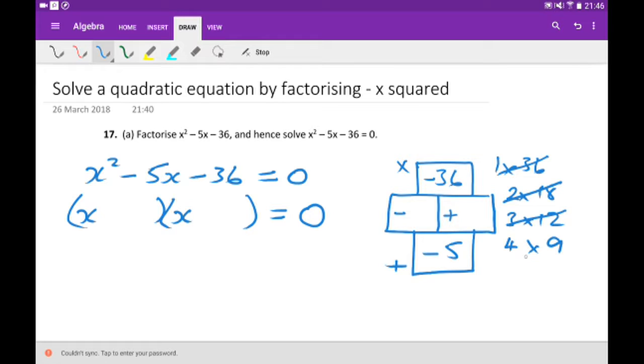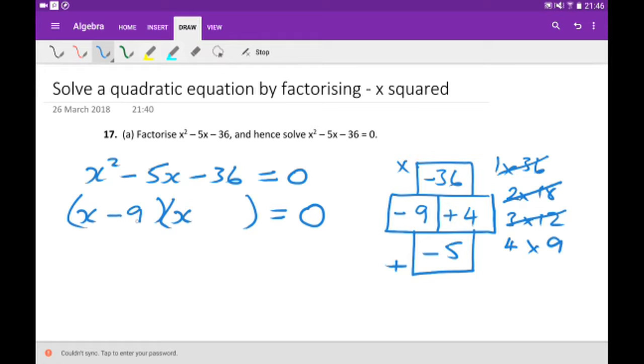Now which one is minus and which one is plus? Well, if I'm going to add them and get minus 5, the minus has to be the 9 and the plus has to be the 4. Because when I add minus 9 to plus 4, I get minus 5. When I multiply them, I get minus 36. So those are my two numbers.